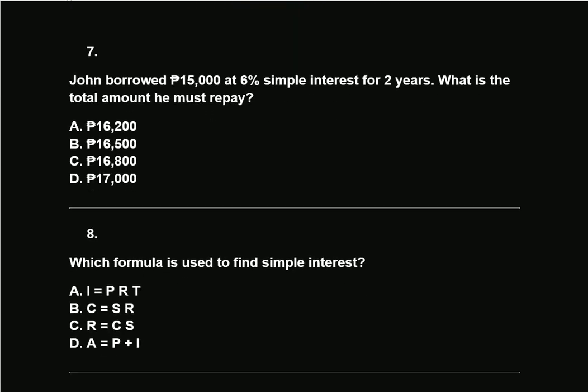Next, number 7. John borrowed 15,000 at 6% simple interest for 2 years. What is the total amount he must repay? Okay, so for this one, they are asking for the maturity value. Total amount means they are asking for the maturity value. Okay, so that will be principal plus interest. So first, we have to solve for the interest. This will be our principal, 6% will be 0.06, that will be the rate, and then 2 years, that will be time.